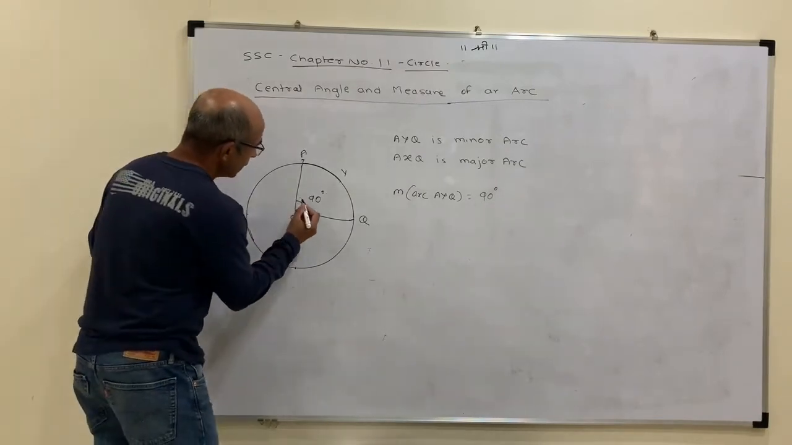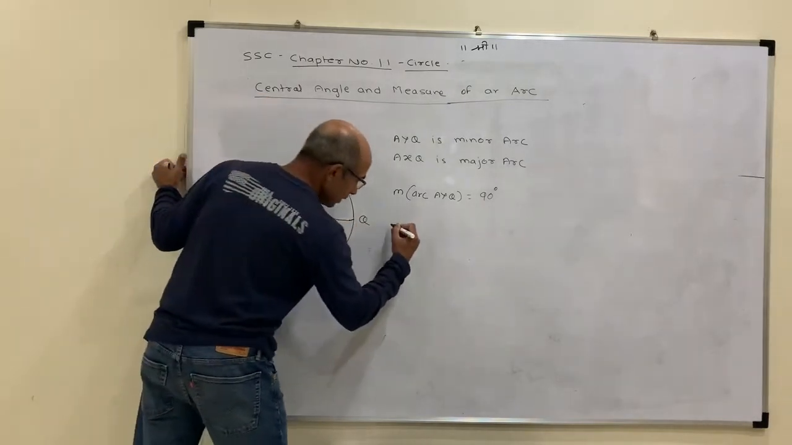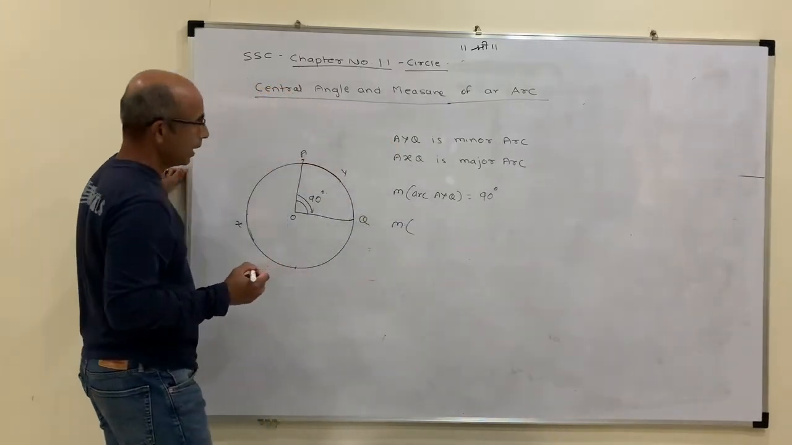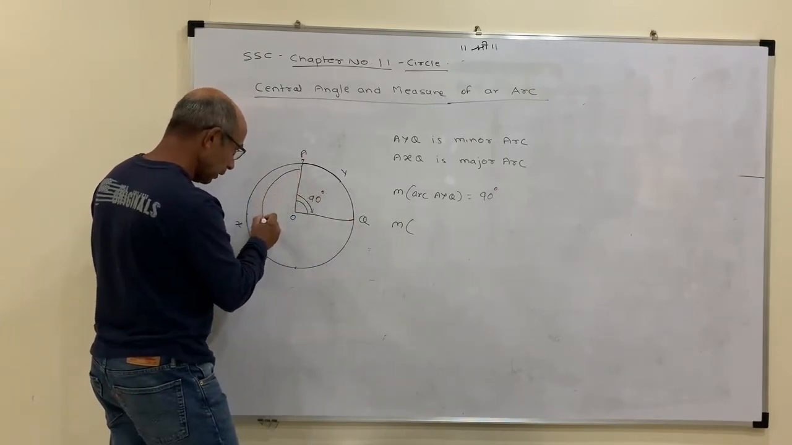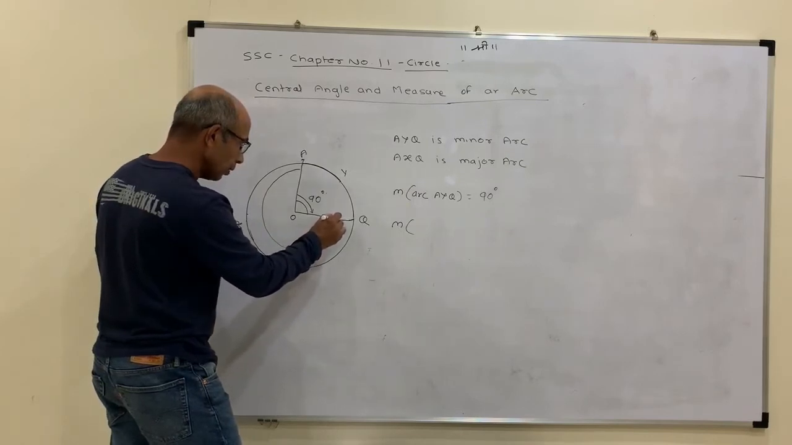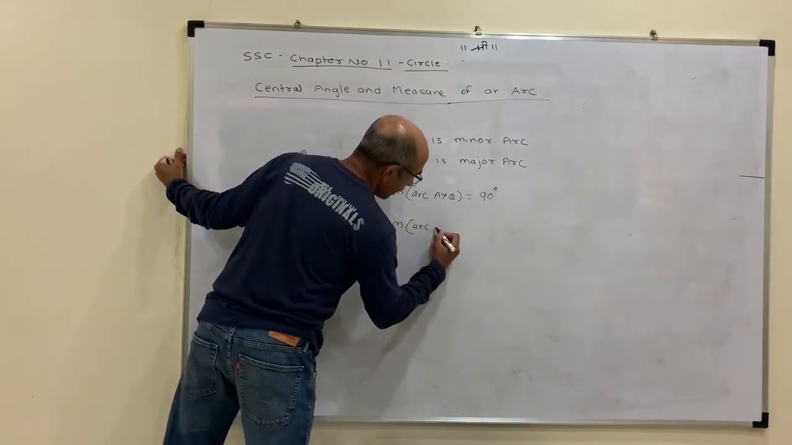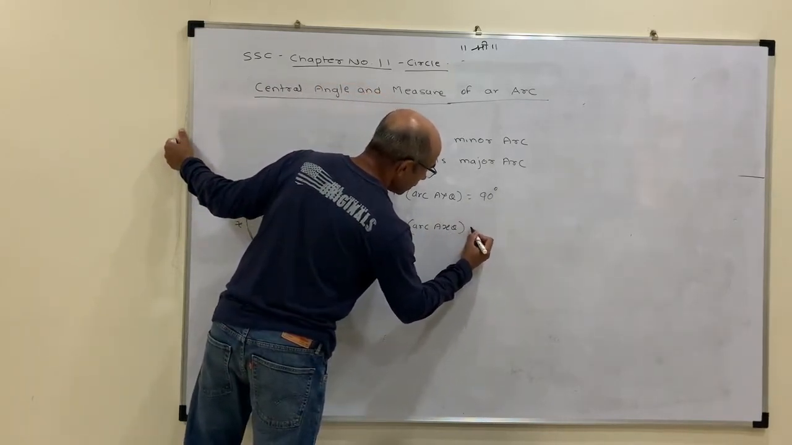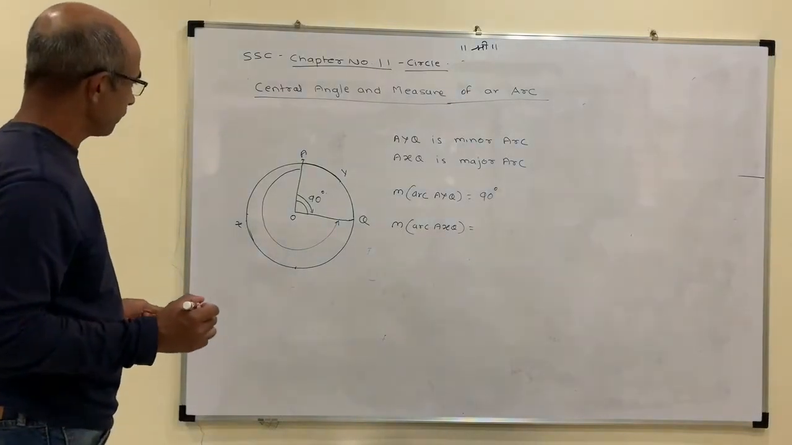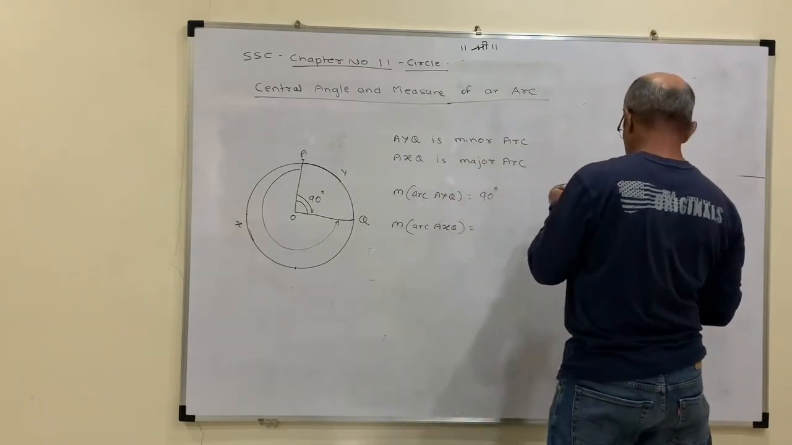Now, see, my arc AYQ is from this point to this point. So, from here to here. But now, the measure of arc AXQ, so from A to Q. The measure of arc AXQ is equal to, now see, if we say another circle over here. Let's do it a little trick way.